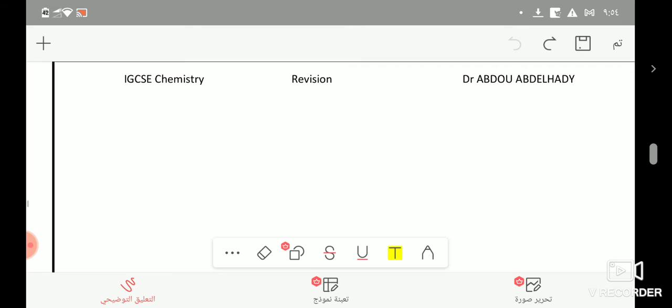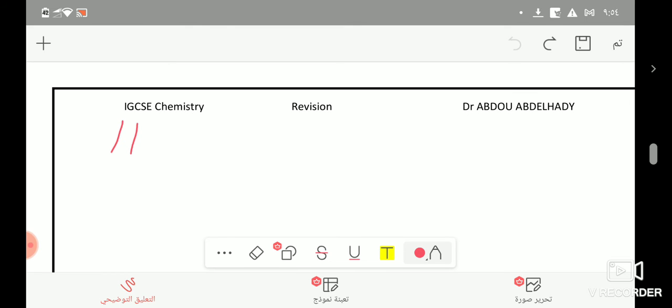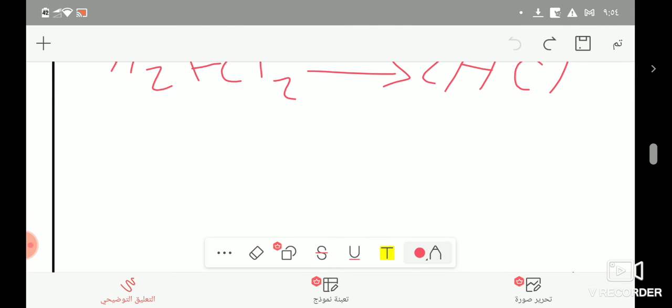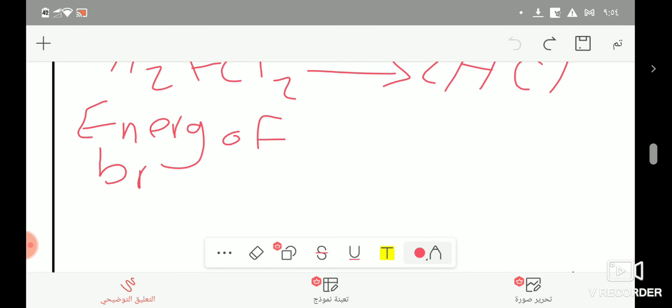And by using this equation between hydrogen and chlorine, which is an exothermic reaction, the result of this reaction is a high amount of energy, giving us 2 HCl molecules. We can calculate what's called bonding energy. The energy required for breaking a bond at the reactants is called energy of breaking a bond.